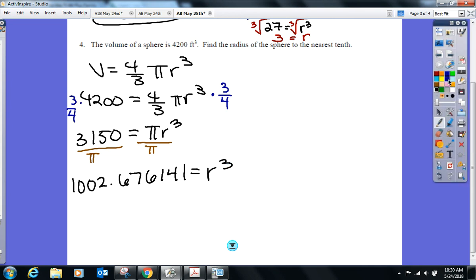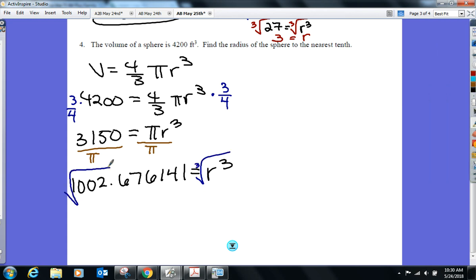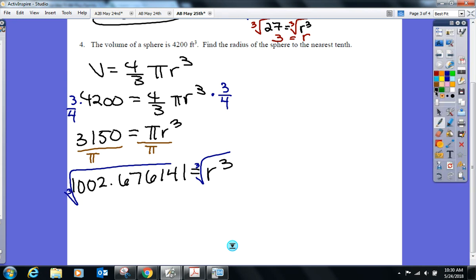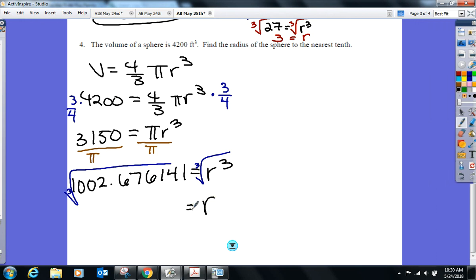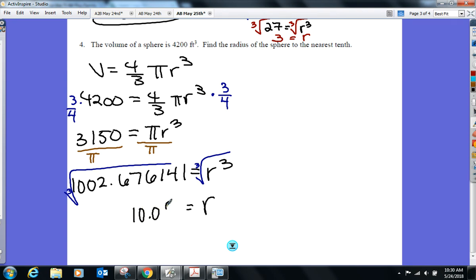And now I don't want a square root. I just want to do what I did in the previous problem and take the cube root of both sides. So you can go back to your calculator right now. Math, choice 4. Take the cube root of both sides. It's asking you to round your radius to the nearest tenth. So I'll give you guys a second to do that. Just pause the video. And that's going to end up being 10.0 feet.